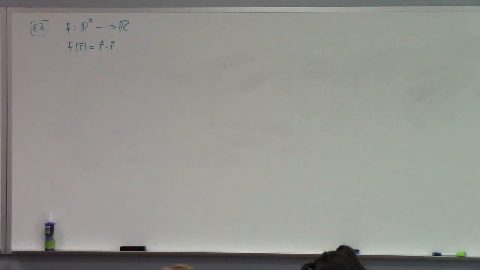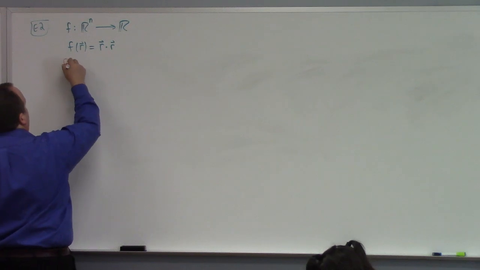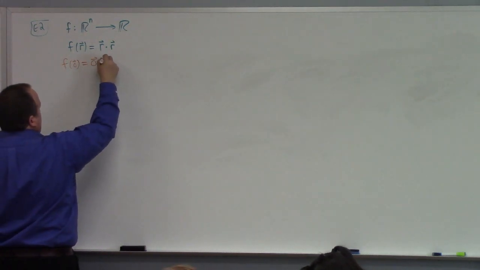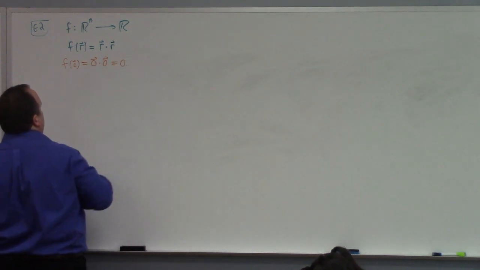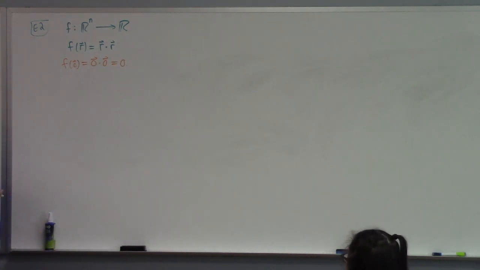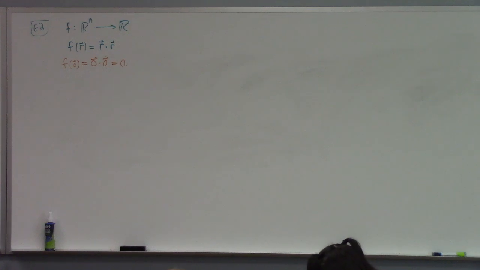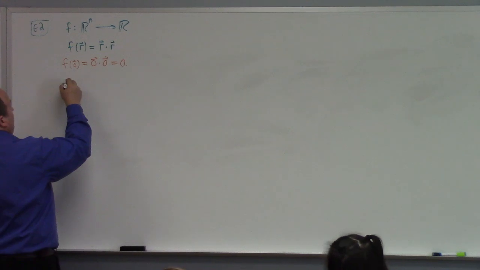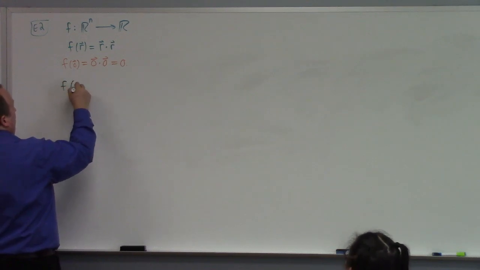Does 0 map to 0? Is 0 dot product 0, 0? Well, sure enough it is. But is that enough? Well, that's not enough. We need to check what? Additivity, sure. We could try that. How about, what if we check out f of c times r?